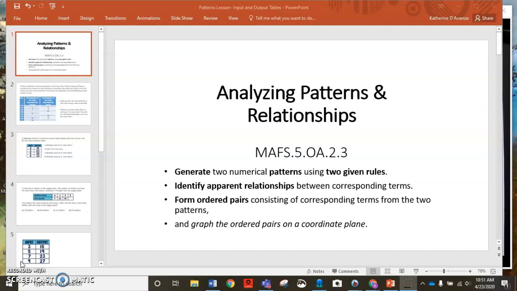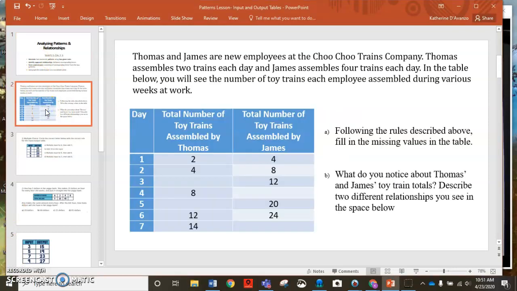Then we'll form ordered pairs consisting of the corresponding terms from the two patterns. And then finally, next week, we'll move into graphing the ordered pairs on a coordinate plane. That's not the focus of this week. So let's practice first by looking at rules that can be applied and completing tables.